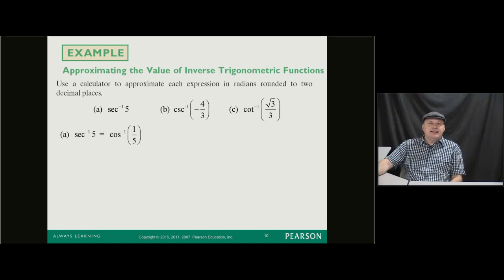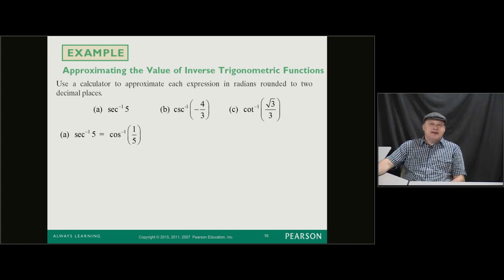So let's look at that. Secant inverse of 5 is the same thing as the cosine inverse of 1/5. So you notice I invoked the cosine inverse. The question is, there is a lot of stuff missing between the left side and the right side. How in the world am I supposed to know that the secant inverse of 5 is the same thing as the cosine inverse of 1/5? Well, think about this.